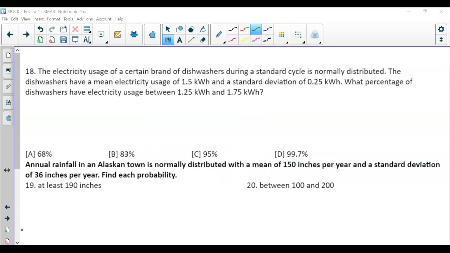So now we're getting into our last questions, which are review with our stats. For this question, we're talking about electricity usage of dishwashers are normally distributed. It has a mean usage of 1.5. So we have a mean of 1.5. And we have a standard deviation, so here's our sigma, of 0.25. What percentage of the dishwashers is between 1.25, 1.75?